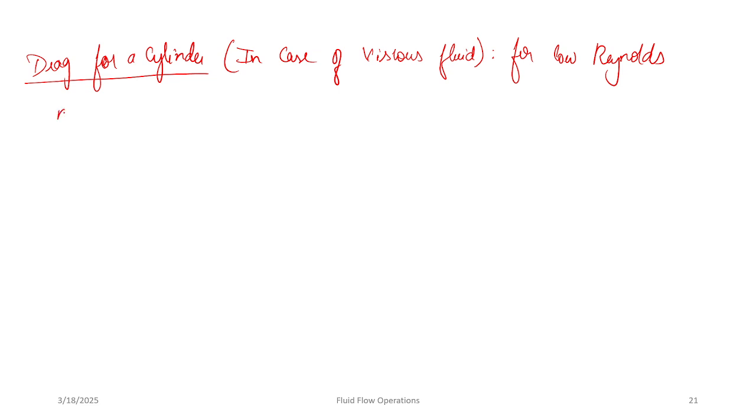For low Reynolds number, that is in case Re is less than 1. So let's see how drag varies in this condition.